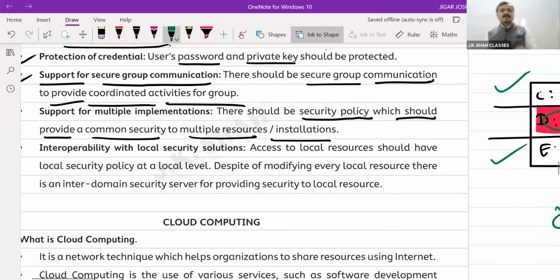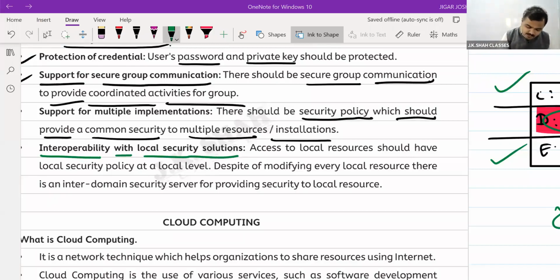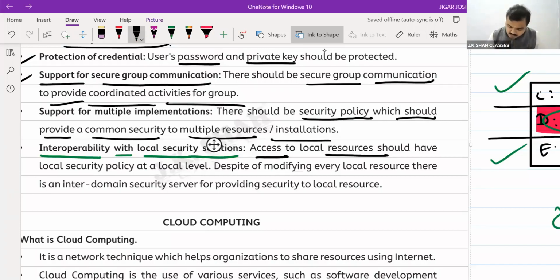Now, the first word is a combination of three things: interoperability. It is a concept of how many words? Three words. Inter means between. So within one hard disk, multiple drives are getting operated. Yes or no? Yes, sir. In that one single hard disk, you have C drive, D drive, and E drive also. So interoperability with local security solution. Access to these local resources should have a local security policy at a local level. In short, sir, my C drive and my E drive will be protected from my end only.